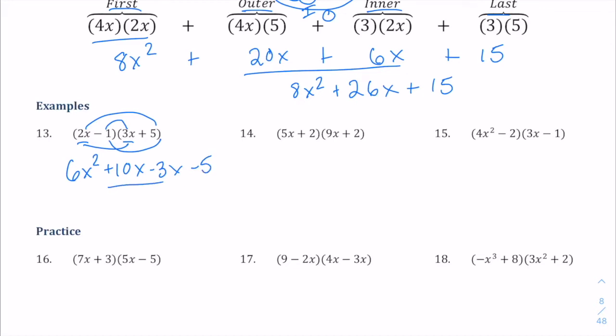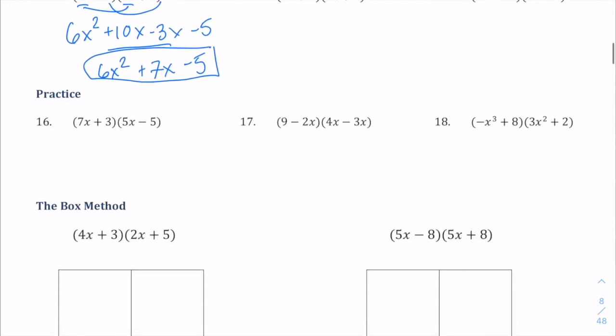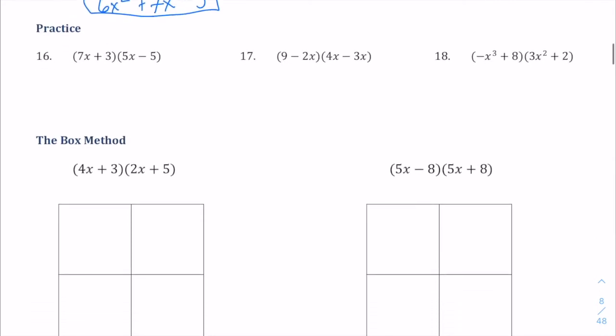We can combine like terms in the middle there, so we get 6x squared plus 7x minus 5. Okay, let's try another by the box method. So if we have 4x plus 3 times 2x plus 5, we'd want to label 4x and 3, 2x and 5. And it didn't matter. I could have put 4x plus 3 on the top and 2x plus 5 on the left side there.